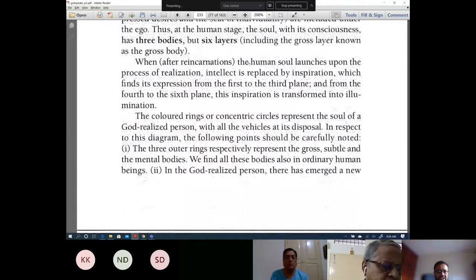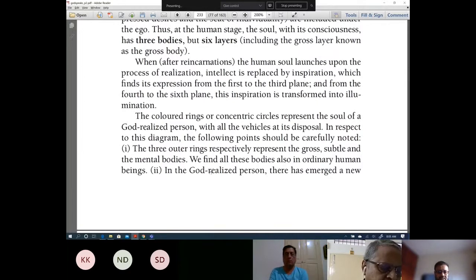When, after reincarnations, the human soul launches upon the process of realization, intellect is replaced by inspiration, which finds its expression from the first to the third plane and from the fourth to the sixth plane. This inspiration is transformed into illumination. The colored rings or concentric circles represent the soul of a God realized person with all the vehicles at his disposal. In respect to this diagram, the following points should be carefully noted. The three outer rings represent the gross, subtle, and mental bodies. We find all these bodies also in ordinary human beings.